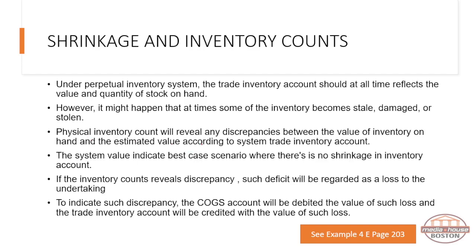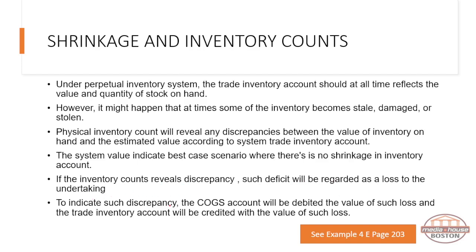So here it says that physical inventory count will reveal any discrepancy between the value on hand and the estimated value according to the system under the trade inventory account. So the system value indicates the best case scenario where there is no shrinkage in the inventory account. If the inventory count reveals a discrepancy, such a deficit will be recorded as a loss.